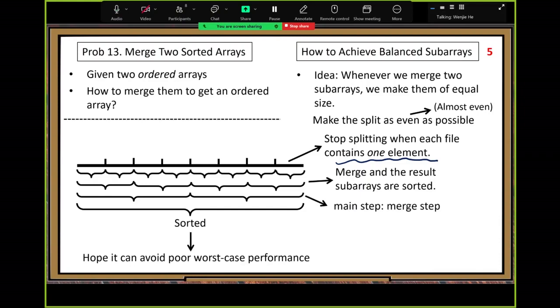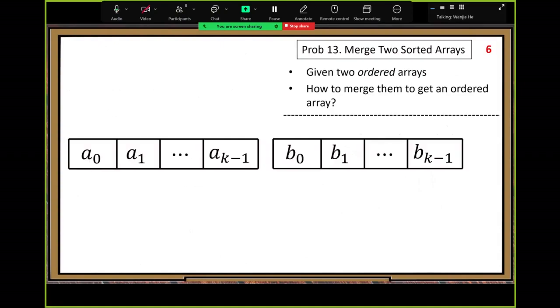Next, we need to study the merge step. Let me use a diagram to show you. We have two ordered subarrays. Let's merge these two ordered subarrays by doing comparisons. This comparison approach is modified from the insertion operation.